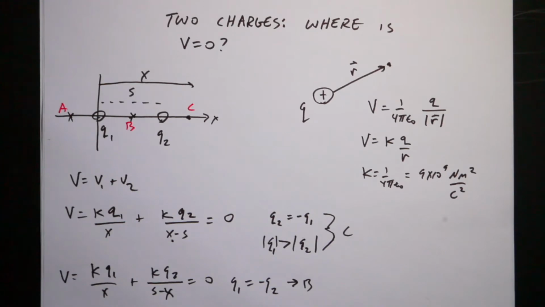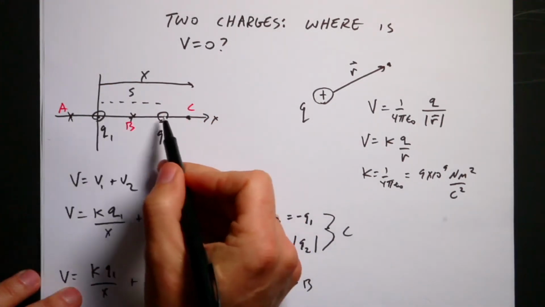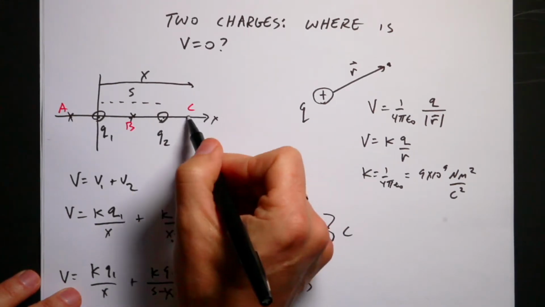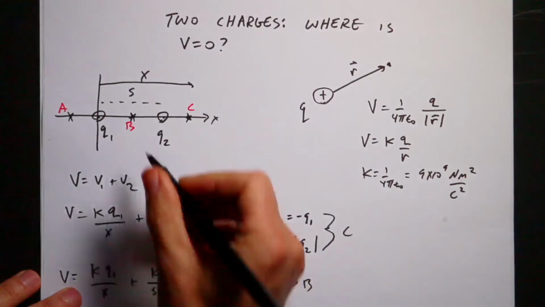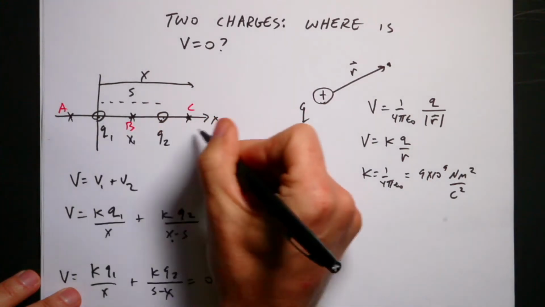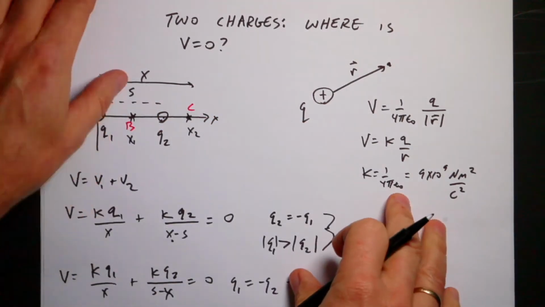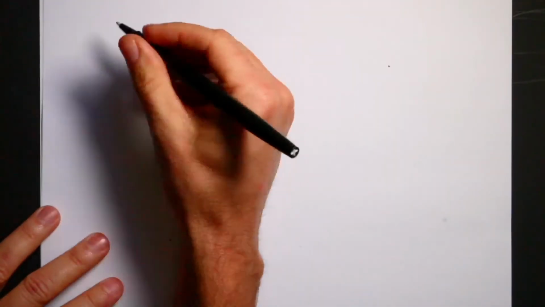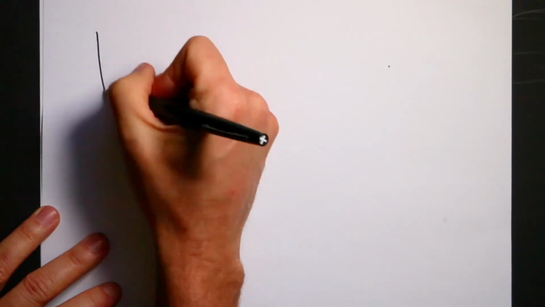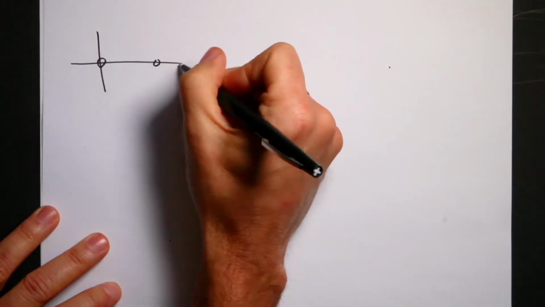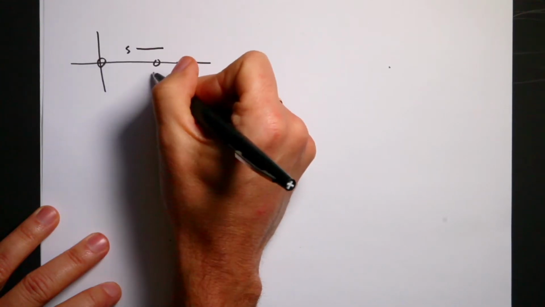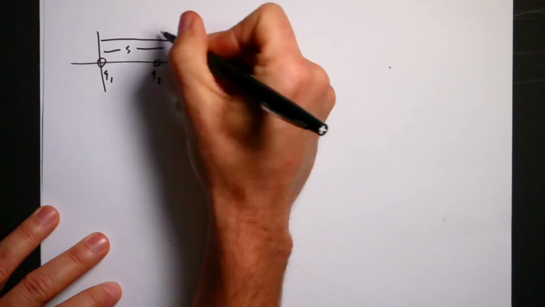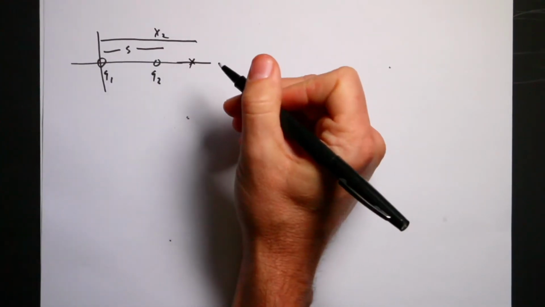Okay. So let's say Q1 is greater than Q2 in magnitude, and Q2 is negative, and I want to find where the potential is 0. There's going to be 2 spots. We'll call them x1 and x2 on the x-axis. So let's find those 2 spots. Let's first find x2. It's not too hard. Let's redraw my picture. So that's S, that's Q2, that's Q1, and this is X. Let's call that X2, and that's where the potential is equal to 0.